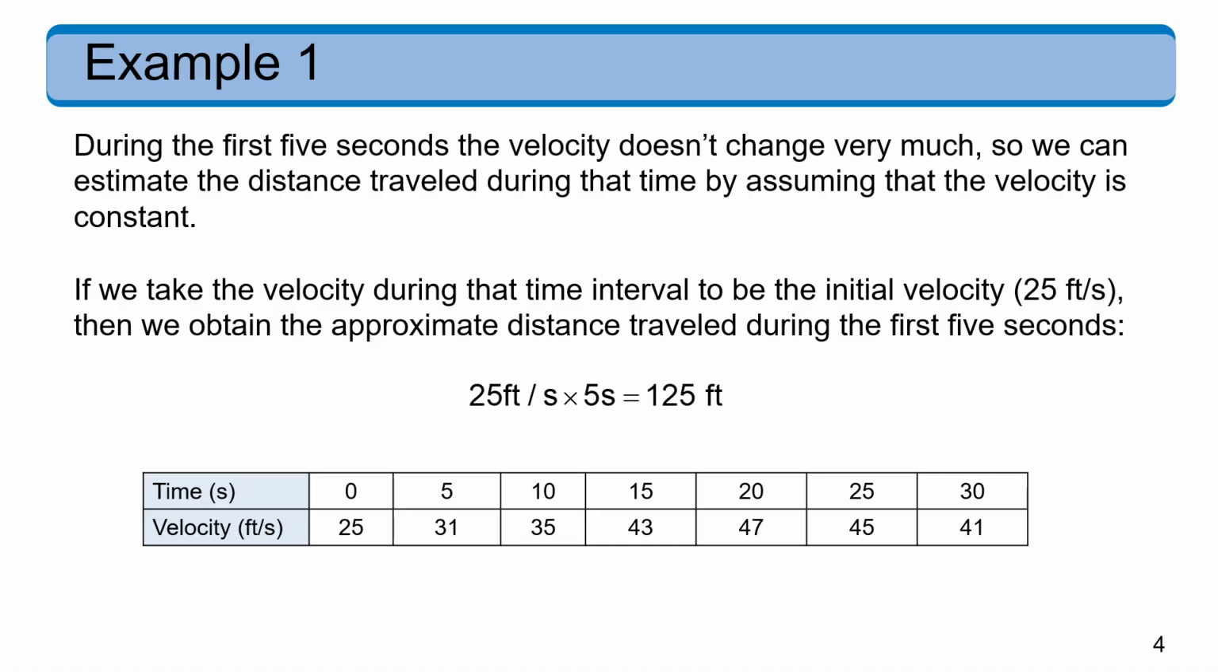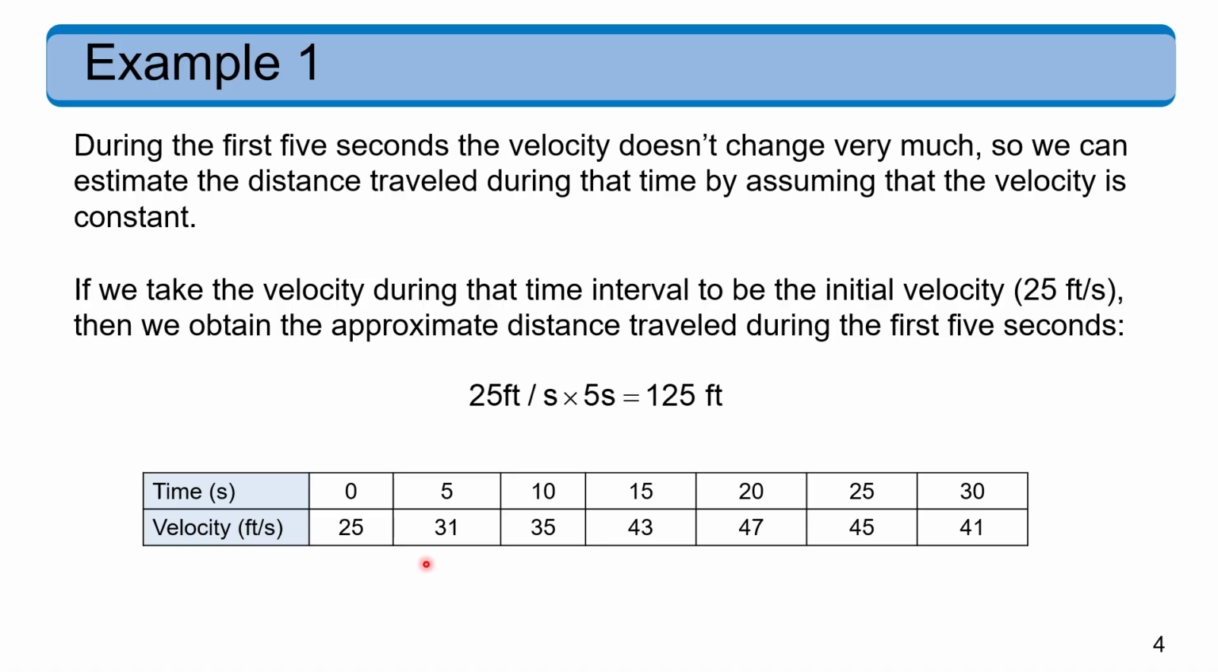So let's look at the first 5 seconds and see if we can figure out how much distance is covered during the first 5-second interval. Notice the velocity starts at 25 feet per second, and by the time we get to the end of the 5 seconds, it's increased to 31 feet per second. So most likely it gradually increased during that time, although it could have gone up and back down, we don't know. But it changed over that interval. But it didn't change a huge amount, right? There's not a huge difference between 25 feet per second and 31 feet per second.